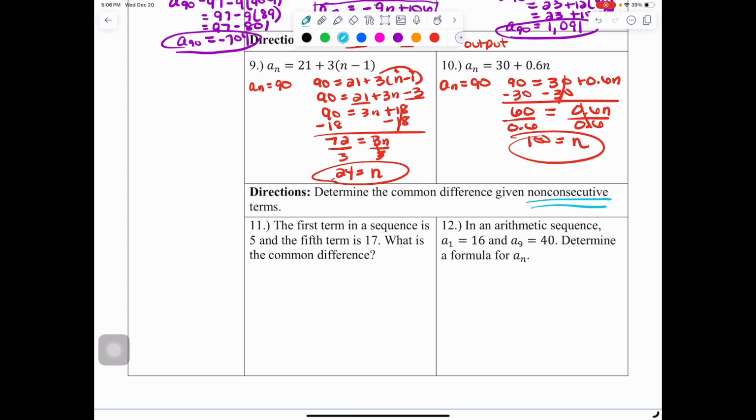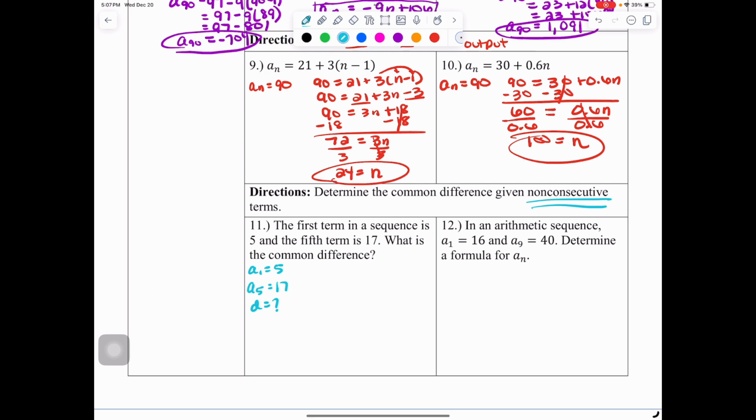So in number 11, the first term in a sequence is 5. So I know for sure a sub 1 equals 5. But then they tell me the fifth term is 17. So I know the first, then it's blank, blank, blank, blank until I get to the fifth. Okay? So I need to figure out the common difference. What is the common difference here?